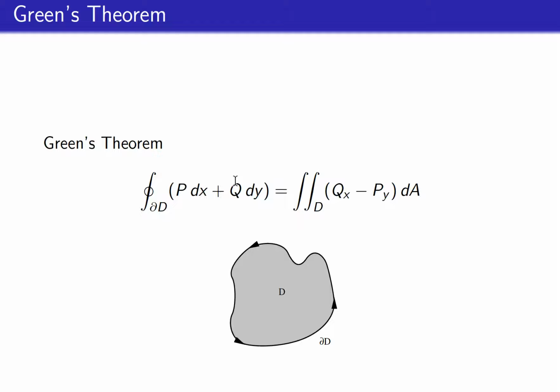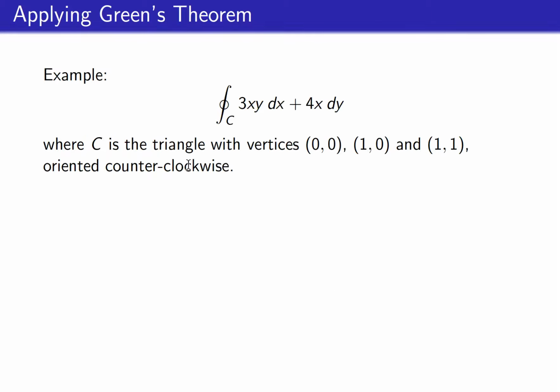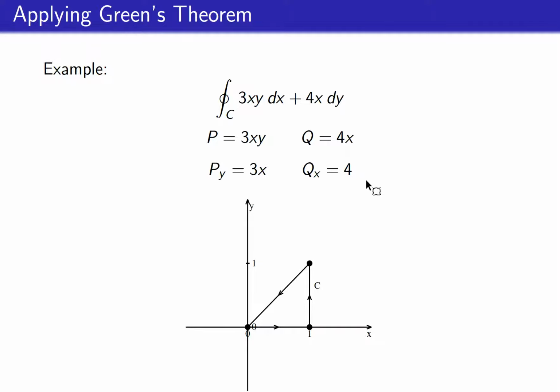So I need the partial derivative of Q with respect to x minus the partial derivative of P with respect to y. I'm going to take these partial derivatives and subtract. Partial derivative of P with respect to y, that's 3x. Partial derivative of Q with respect to x, that's 4. I'm just going to subtract. Qx minus Py is 4 minus 3x.